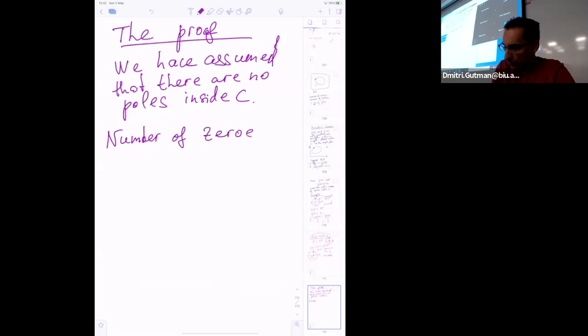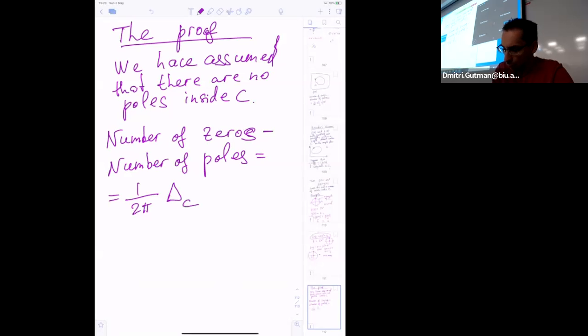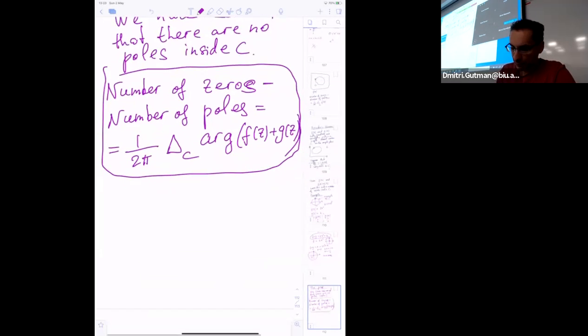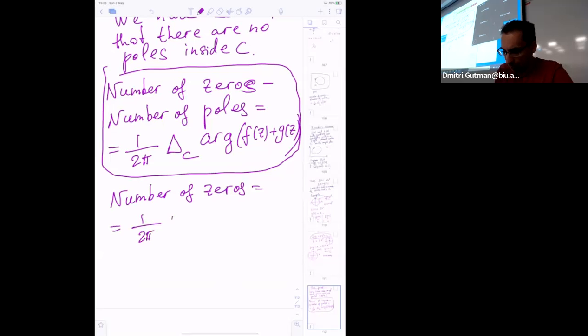If the functions have no poles, then our famous theorem from the last lecture says the number of zeros minus the number of poles equals 1 over 2 pi times the change along the contour C of the argument of the function f of z plus g of z. This simplifies. If f and g have no poles, how can I simplify this statement? The number of zeros is equal to 1 over 2 pi times the change of the argument along this line.